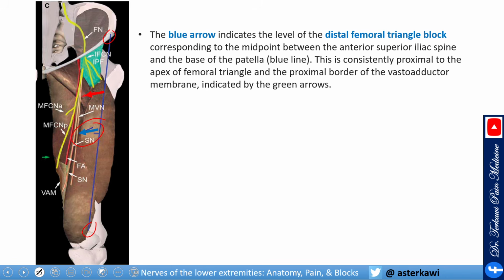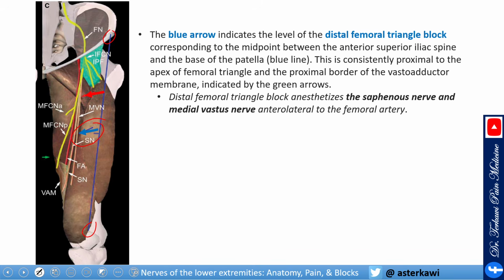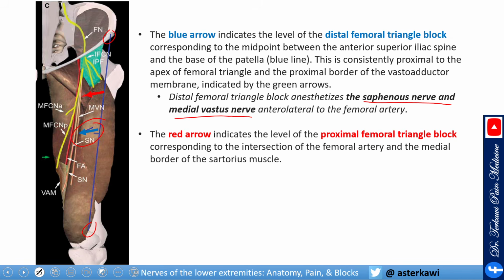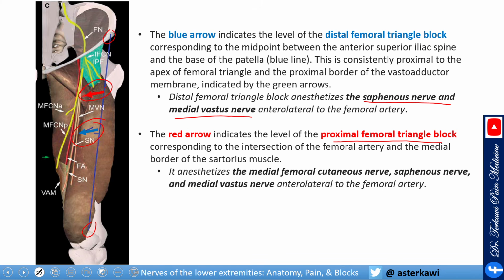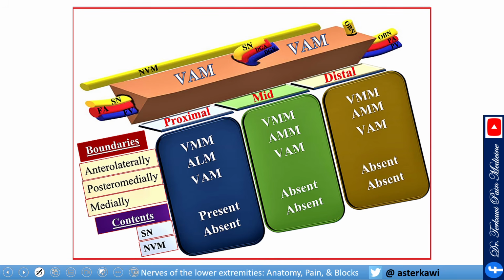This is consistently proximal to the apex of the femoral triangle and the proximal border of the vasoadductor membrane, indicated by the green arrow. The block at this level anesthetizes the saphenous nerve and the vastus medialis nerve, while the red arrow here indicates the proximal femoral triangle block, which anesthetizes the medial femoral cutaneous nerve, the saphenous nerve, and the medial vastus nerve. So this is another illustration of the adductor canal.